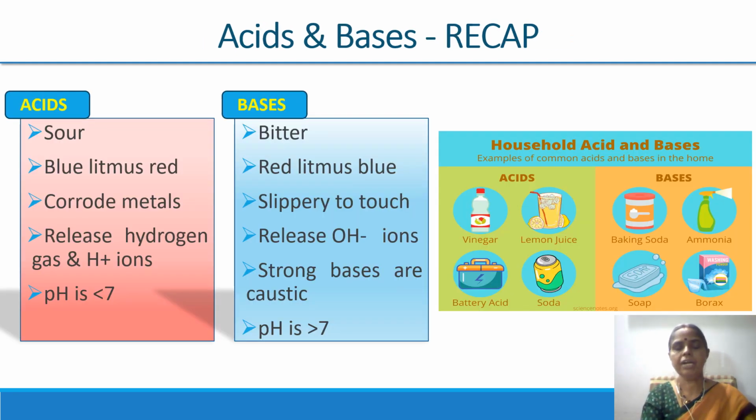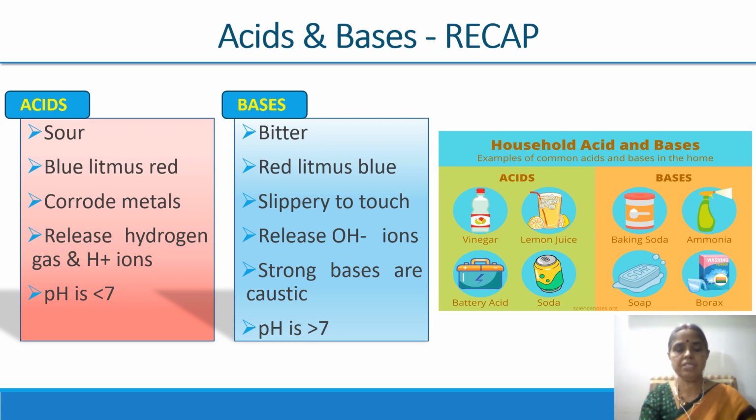Right from our childhood, we have been learning about the properties of acids and bases. We know very well that acids are sour, they turn blue litmus red, they corrode metals, release hydrogen gas or H plus ions in aqueous media, and the pH of an acid is less than 7.